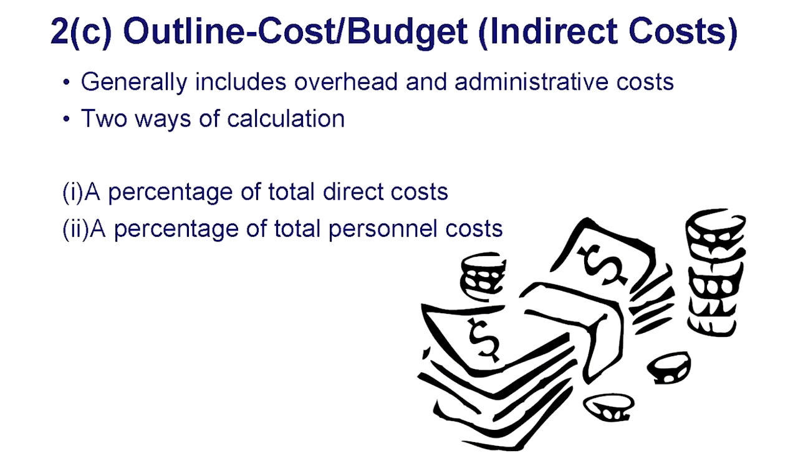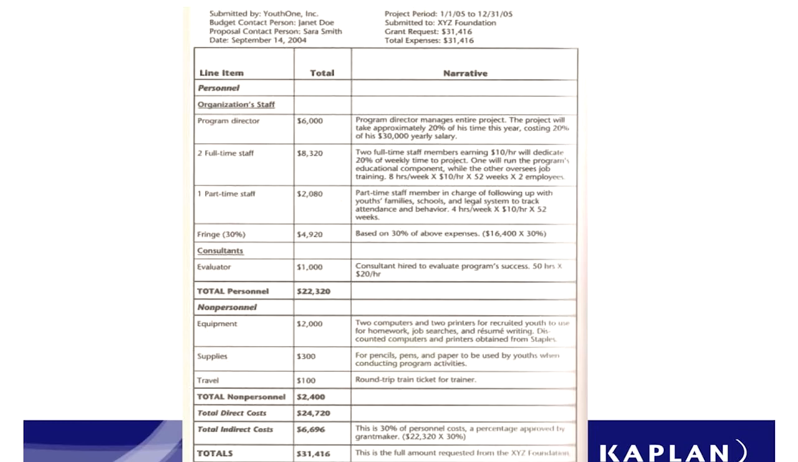Generally it includes overhead and administrative costs, with two ways of calculation: a percentage of total direct costs, or a percentage of total personnel costs, okay? So this is an example. There's a program director, full-time. Later you will have the Excel spreadsheet and the financial analysis part where you can actually look at the details. This is just an example. So there should be the organization staff, the program director, full-time, part-time, any consultants, any equipment, supplies, travel. So all these are the direct costs, right?